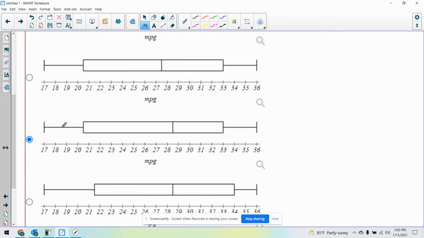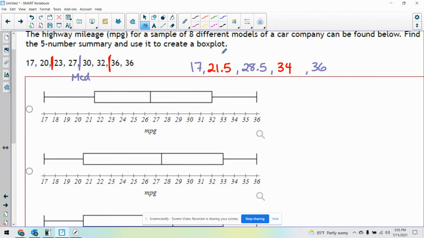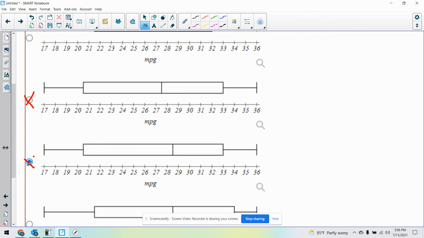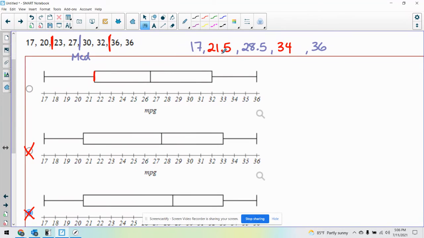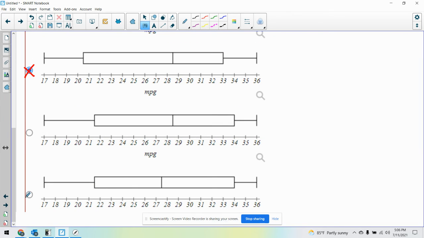So I'm going to start with the min. Let's see, do any of them not have a min of 17? No, so you can't eliminate anything there. Q1 is this line here. So I'm looking for Q1 of 21.5. This one satisfies it. This does not. This does not. This one does. This one does. Now the median, 28.5. This has a median of 26.5. Of the remaining two, the only one that has a median of 28.5 is that guy.